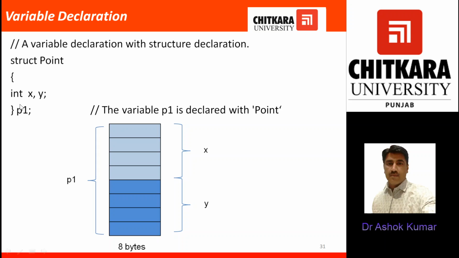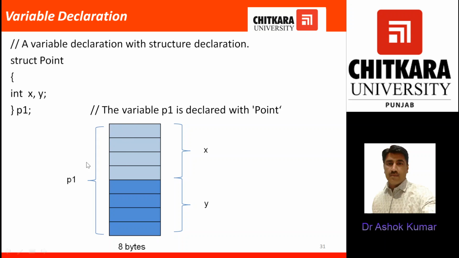Memory will be allocated for this variable p1, and p1 will have all the members of the structure. Because point has two members x and y, p1 will have two members x and y. I have shown that in this diagram. This is the memory block that will be allocated for the structure variable p1. How many bytes of memory will be allocated for the structure variable? It depends upon the type of the members of the structure. Because this structure has two members x and y, and both are of type integer, 4 plus 4, 8 bytes will be allocated for the structure variable p1.